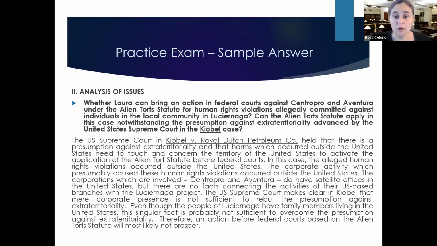And remember, when you look at that fact pattern that I gave you as an example, remember that narration of facts, but also remember the question that the fact pattern is asking you. Please describe the advice that you would give Laura as to the legal issues relating to her situations with Televideo, the local community in Luciérnaga, CentroPro and Aventura, the US president and the FBI. She wants to know which legal actions she could pursue and claims that she may face in the future. So this is part of that response, okay?